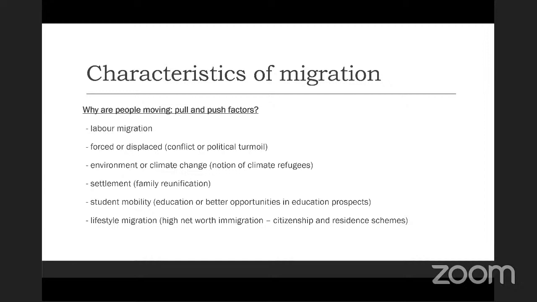And this could be for short-term courses, and this is where mobility sort of comes in, but it could also be actually for long-term, and therefore it qualifies in the sense of migration. So a very important composition of this moving and dynamic group of migrants, the students, and at all different levels. Lifestyle migration, and here I think we're talking about high net worth immigration.